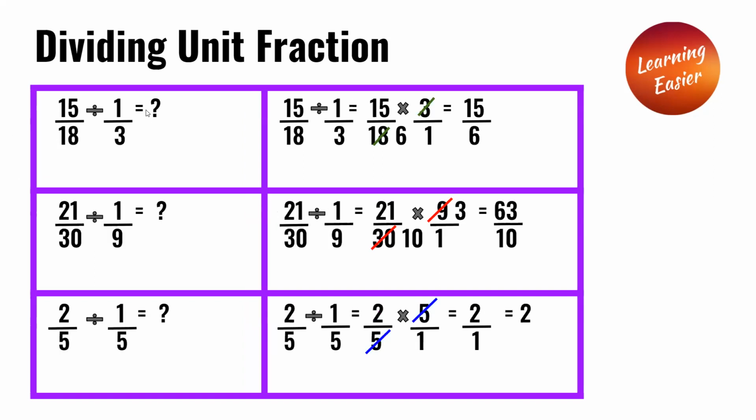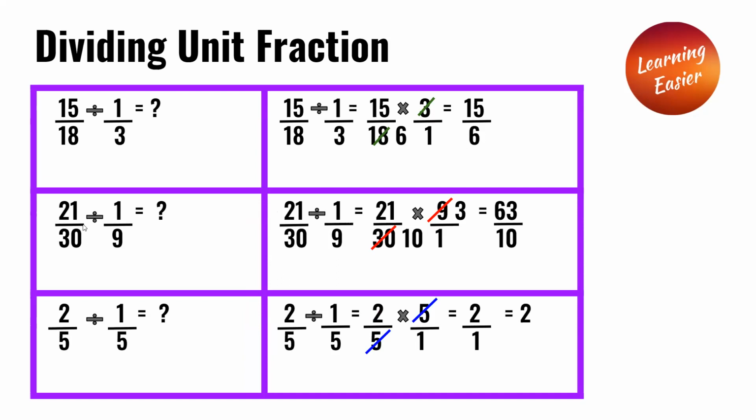15 over 18 divided by 1 over 3. 15 over 18 divided by 1 over 3 is equal to 15 over 18 times 3 over 1. 3 and 18 can be simplified by 3, in which 18 becomes 6 and 3 becomes 1. So the answer is 15 over 6.